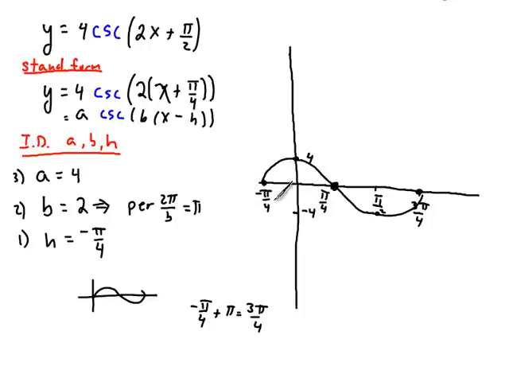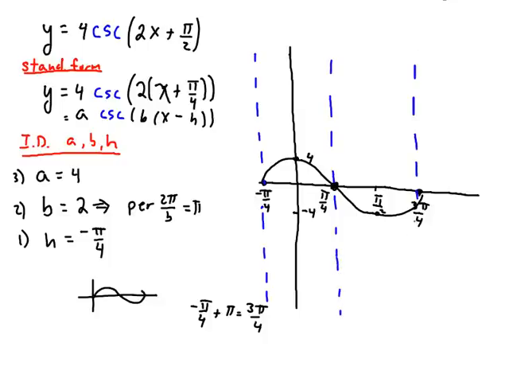So to graph this, I'll start with my graph of sine, and this is going to tell me where the cosecant has vertical asymptotes. That'll be wherever I have an x-intercept. So that'll be here, here, and here. I'll just sketch in my vertical asymptotes.